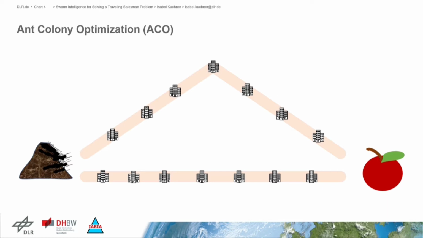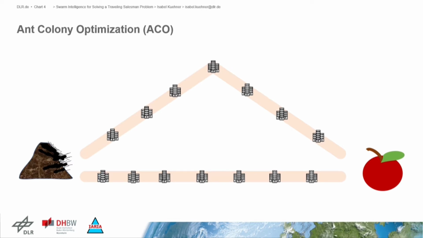In this simple example, we have an ant nest on the left and a food source on the right. There are 2 possible paths to get from the nest to the food source. One path is shorter than the other. In the beginning, the ants will choose their path more or less randomly. And the ants that choose the short way will reach the food source earlier. On their way, all ants will leave a pheromone trail.